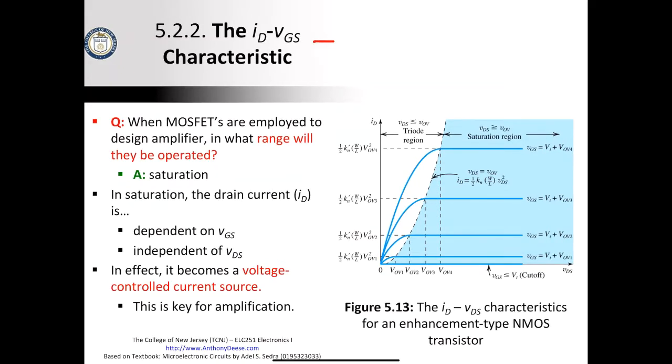So one topic that we're going to be talking about, I think today, is how to implement op amps using the MOSFET. When we use the MOSFET to implement an amplifier, in what range will they be operated? They'll be operated in the saturation region, and we'll talk more about why that is. In the saturation region, the drain current is dependent on VGS, but it's independent of VDS. And that's reflected by the fact that the slope here is 0. There is no effect of VDS, which is on the x-axis, on ID. So in effect, it becomes a voltage-controlled current source.